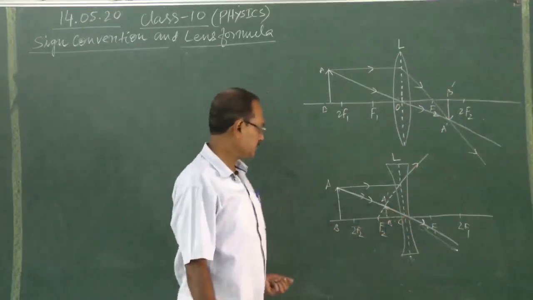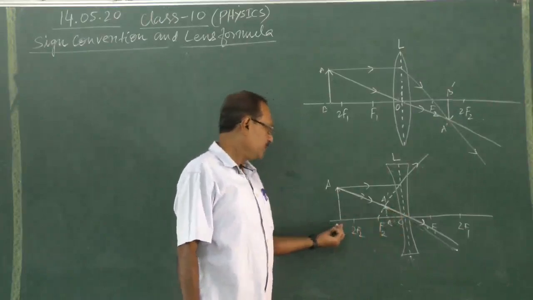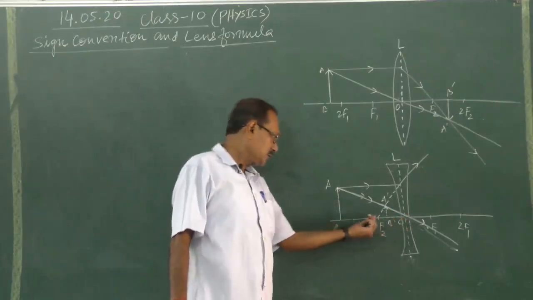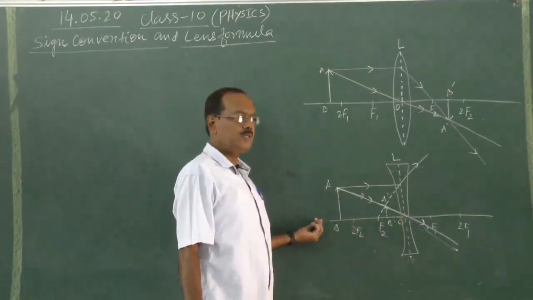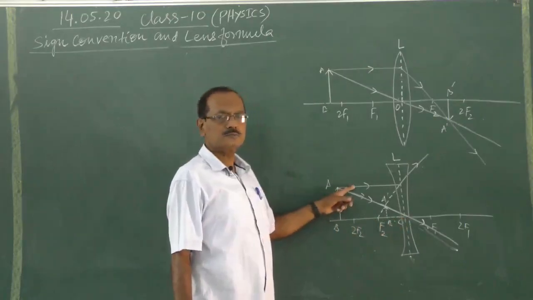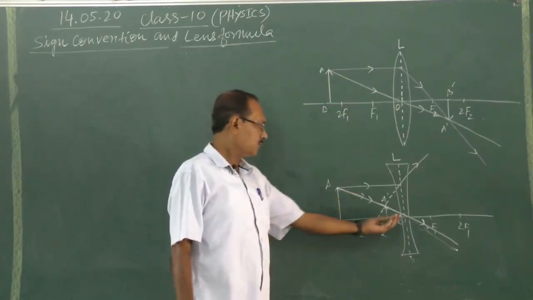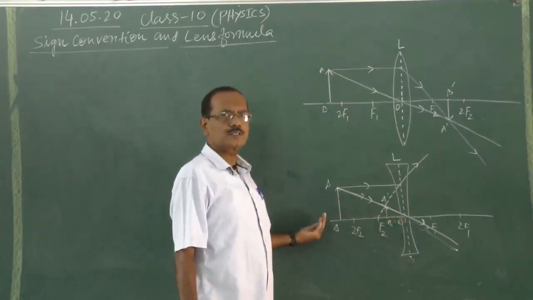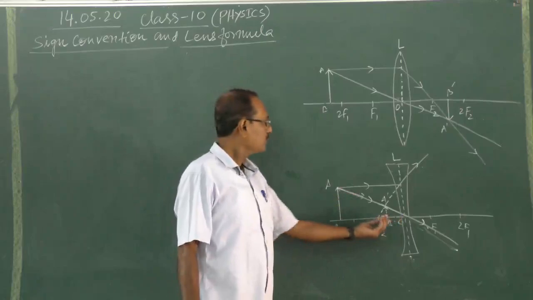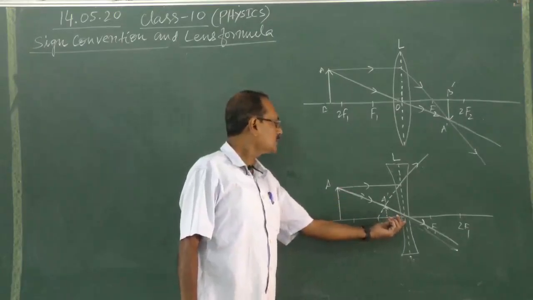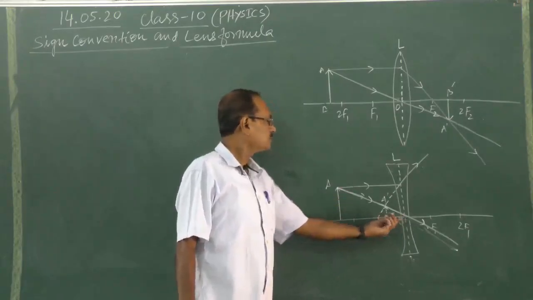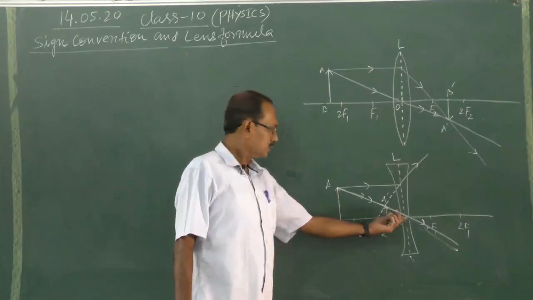Here in this case, OB, we are taking distance in this way, O to B. So this is opposite to the direction of incident ray. So therefore it will be negative. The distance of object is negative. Whereas in this case, distance of what?